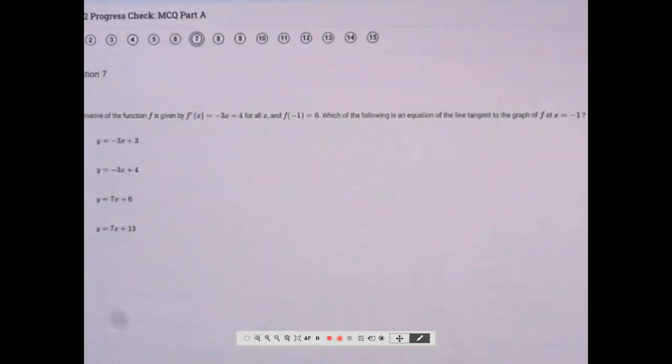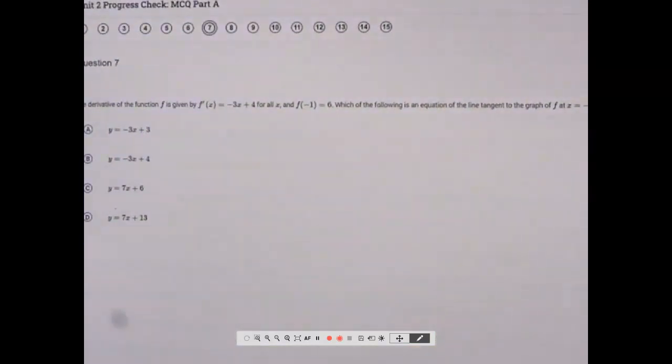Question 7. The derivative of the function f is given by f prime of x, and f of -1 is 6. Which of the following is an equation of the tangent to the graph of f at x equals -1? What do I need to do? Look at your answer choices. We're writing an equation of a line, right? Yep. What 2 things do I need to write an equation? A slope and a point. Do I know either?